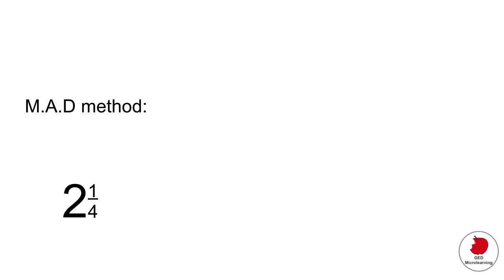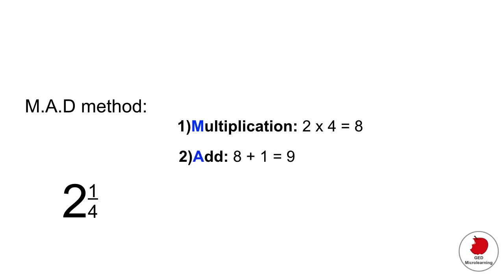Okay, so if we go back to the question, it told us that we had 2 1/4 cup of olive oil. So let's change this mixed number to an improper fraction. With the MAD method, multiplication: 2 times 4 gives us 8. Then we add the numerator, which was 1, so that gives us 9. That's our new numerator. The denominator stays the same, 4, so this equals 9/4.